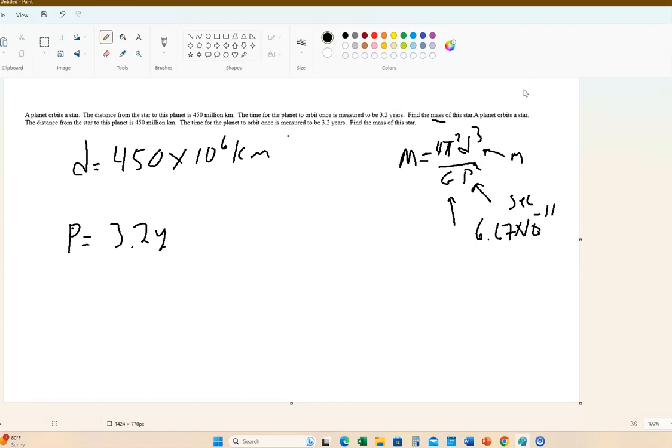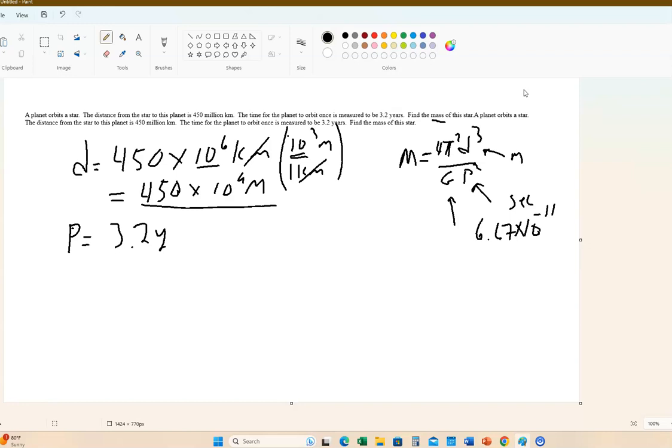So let's convert this right away. We know that in 1 kilometer, there are 1,000 meters, or I'm going to write 1,000 like this: 10 to the third meters. The kilometer part cancels, and so that changes this to 450 times 10 to the sixth times 10 to the third. You just add the exponents, so this is going to be 450 times 10 to the ninth meters. We're going to put that in our pocket for a minute.